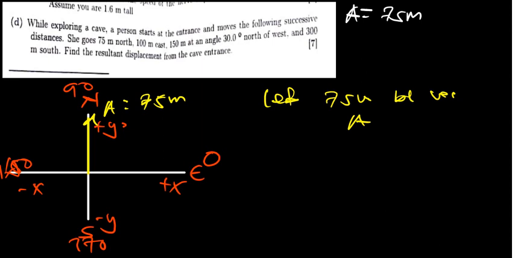I hope you are getting my point, guys. Okay? Then you also say that let B be equal to the second vector, which is 100 meters. So here we are going to have the angle, which is going to be what? 90 degrees. Then you say vector B is going to be 100 meters at an angle going toward east.